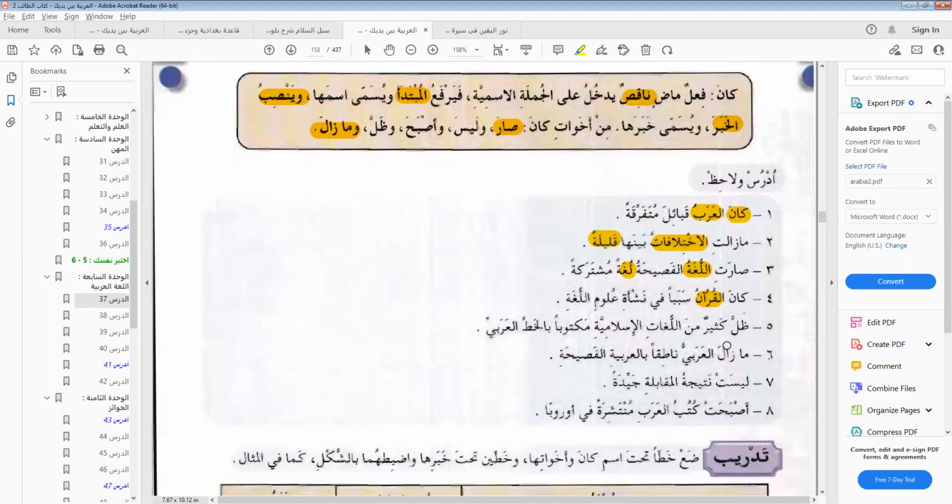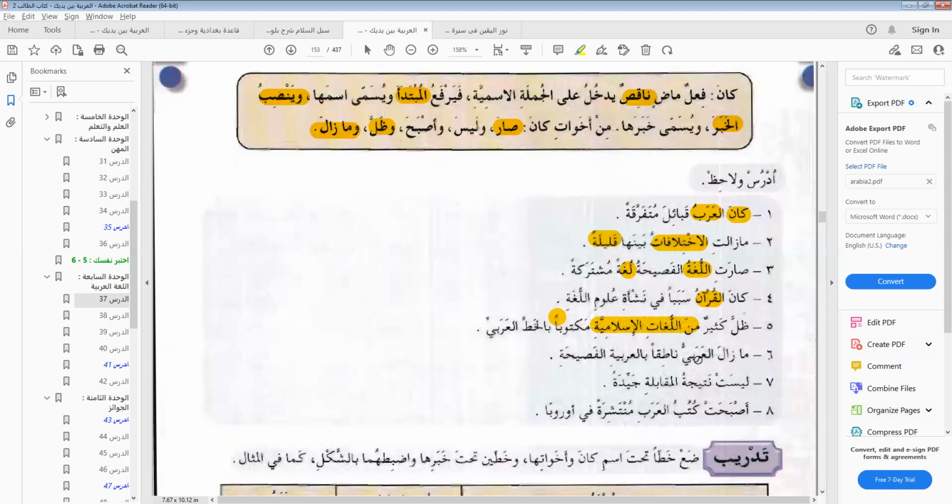Then you have here Zolla kathirun. The kathir is the ismu Zolla. Then min al-lugat al-islamiyya is not a khabar. When a preposition comes in between, that is not the khabar. The khabar is this, maktuban. Why? Because this word can actually exist without the rest of the sentence. Zolla kathirun maktuban is still a complete sentence. So maktuban is the khabar, bil-khatt al-arabi.